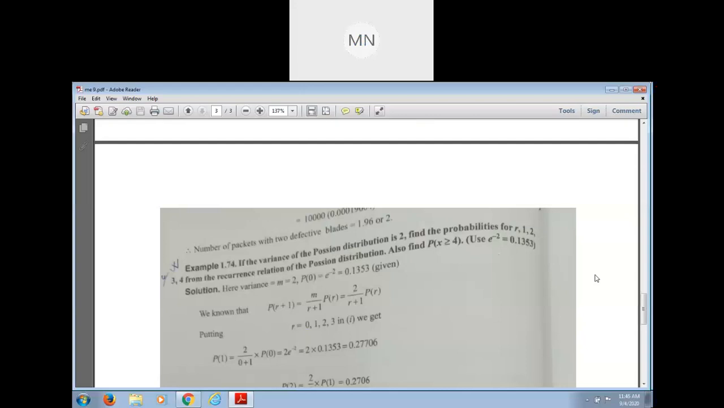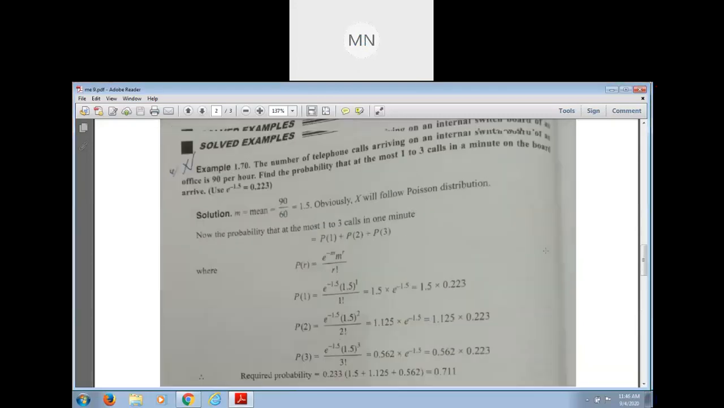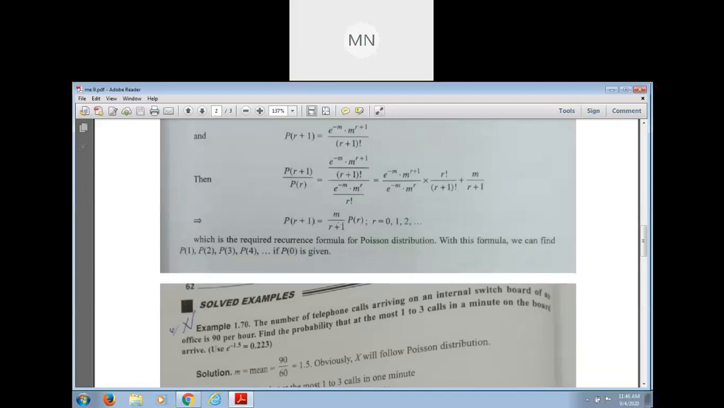Then suppose m equals 2, and we want to find the value of x equals 1. In the recurrence formula, to find the value for 1, we need the value for x equals 0. The recurrence formula gives P of r plus 1 equals m divided by r plus 1 times P of r, where r takes the values 0, 1. To get x equals 1, we must have r equals 0. Do you understand?